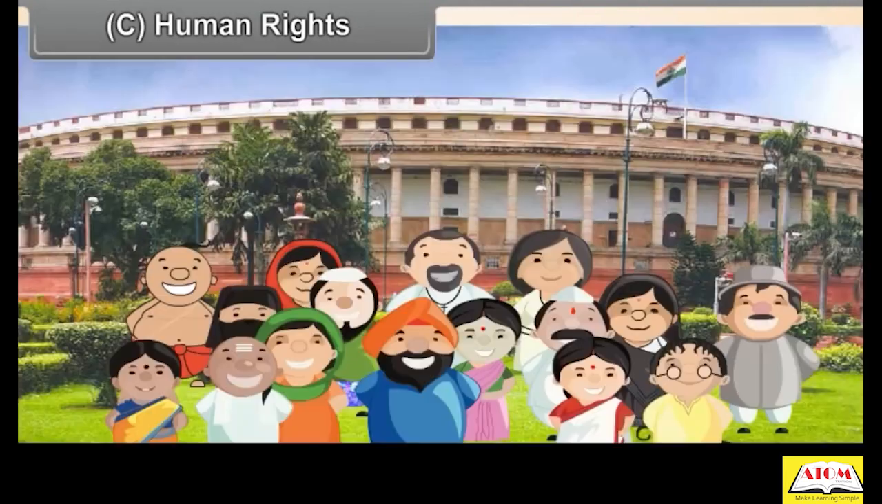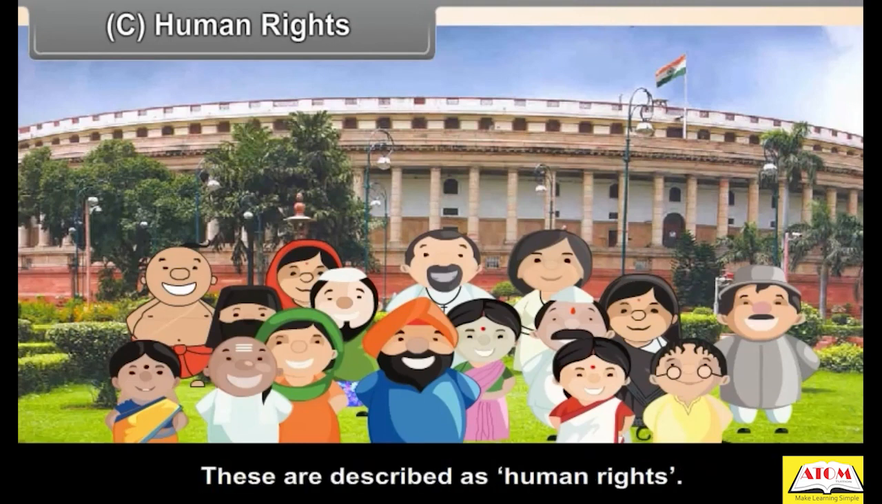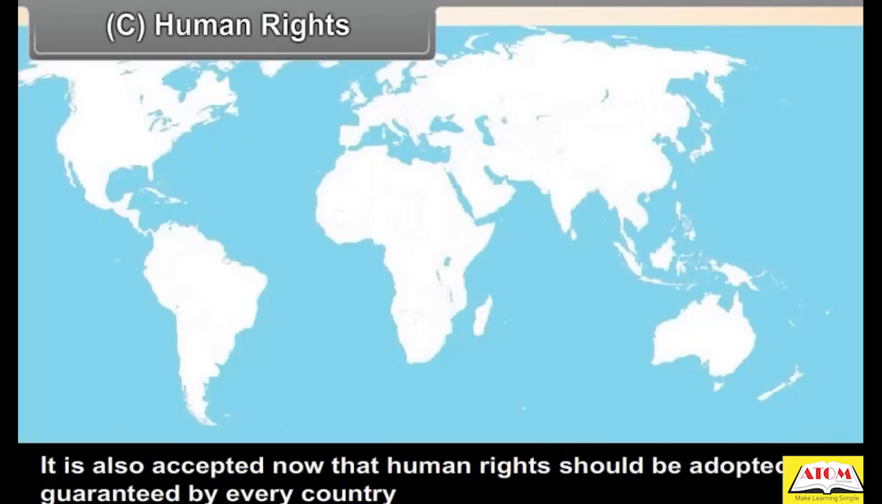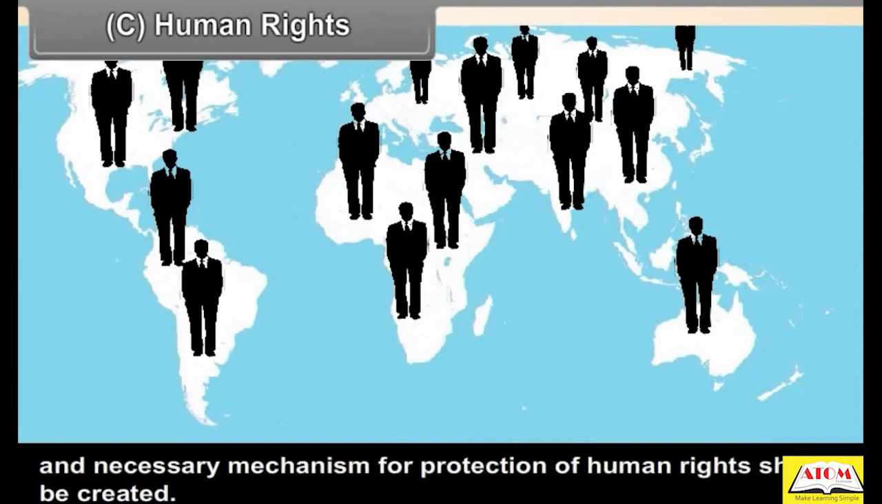C. Human rights. It is now internationally accepted that every human being has certain rights. These are described as human rights. It is also accepted now that human rights should be adopted and guaranteed by every country, and a necessary mechanism for the protection of human rights should be created.